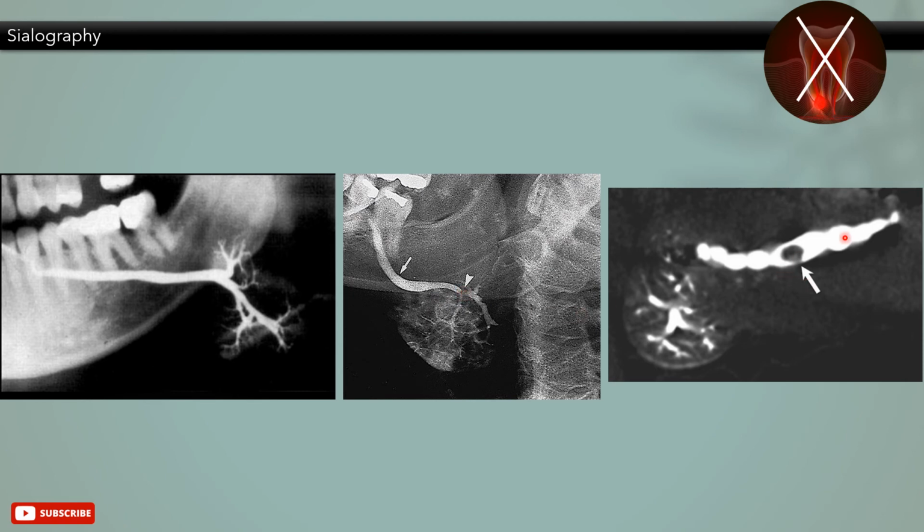In the third picture, the duct is full with a contrast medium, and there is a radiolucent body, which is the stone in this case. But it does not block the whole lumen, and that's why the contrast medium could pass to the other side.